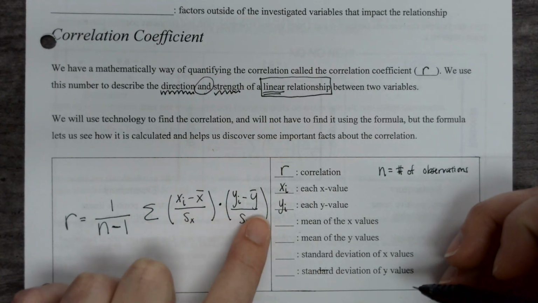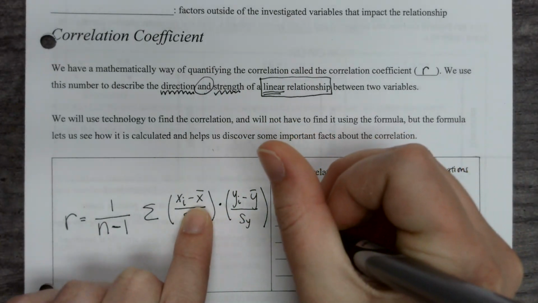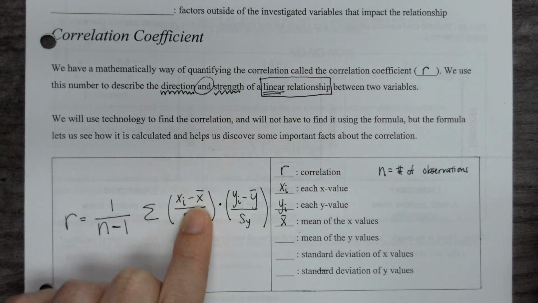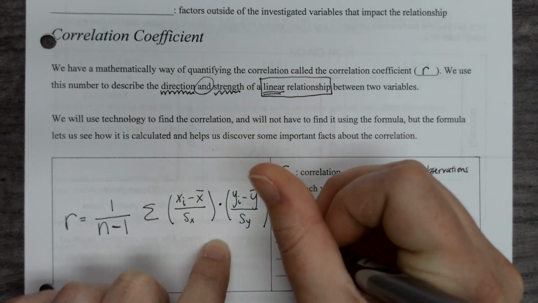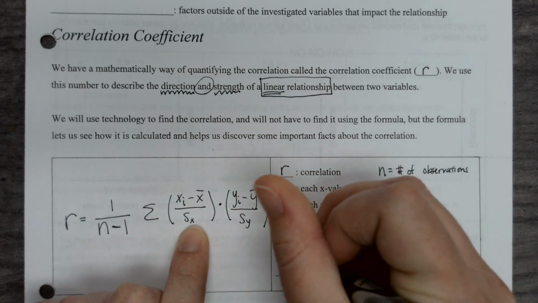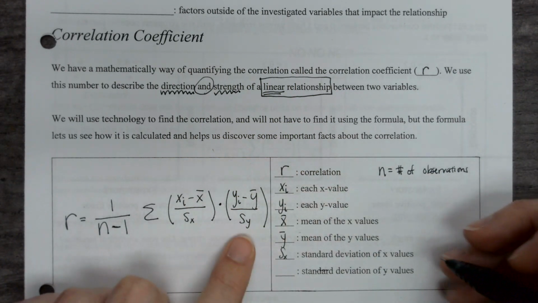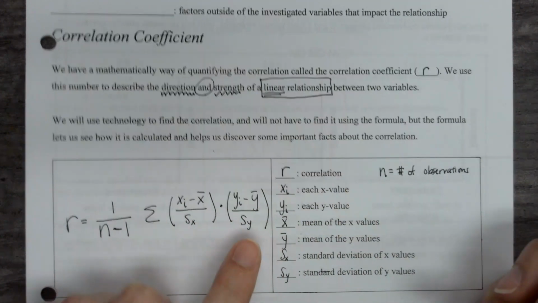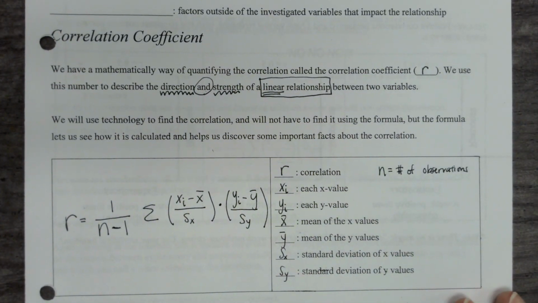Okay, x bar, y bar. X bar is our mean of our x values. Y bar is the mean of our y values. S sub x is the standard deviation of our x values, and S sub y is going to be the standard deviation of our y values.